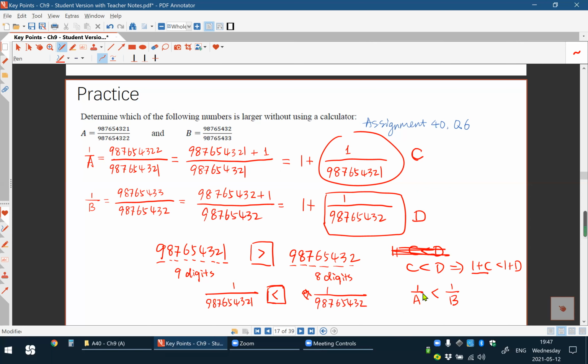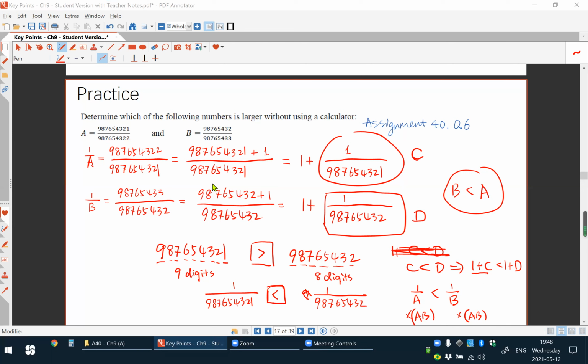And remember that both A and B are positive numbers, right? So if A and B are positive numbers, we can multiply A, B to both sides of the inequality, and the inequality does not change direction, right? So after canceling A, the left-hand side is B, and the right-hand side, after we cancel B, is A, right? So that means B is smaller than A, right? So this is how we compare these two numbers.